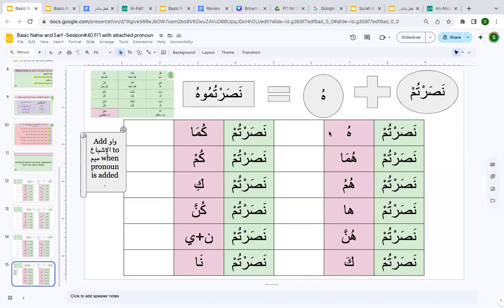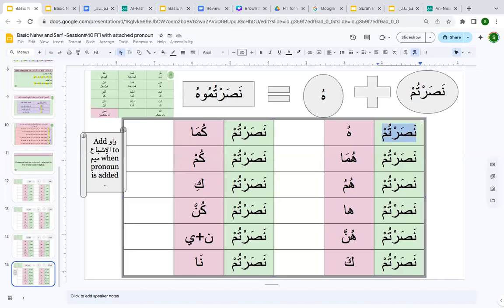Okay, now focus here. In the case of nasartum, if we look at the word and dissect it, again we only have 2 minutes. Do you all know what a pronoun is here? What is a visible pronoun? Who can tell me? Give me the letter. The ta is the visible pronoun. What do you think is the role of meem?